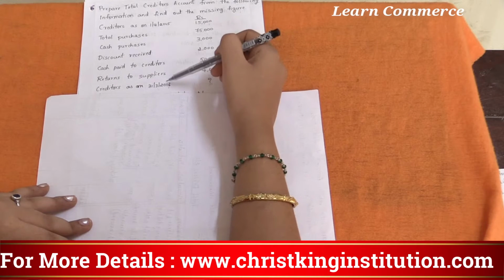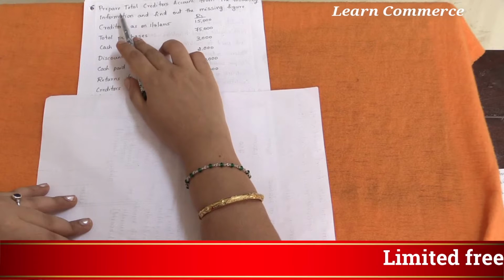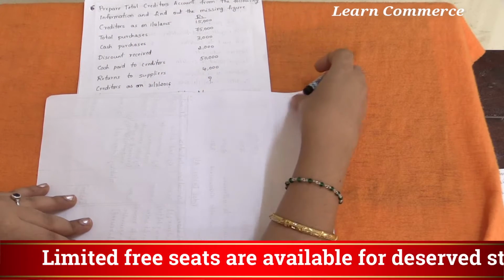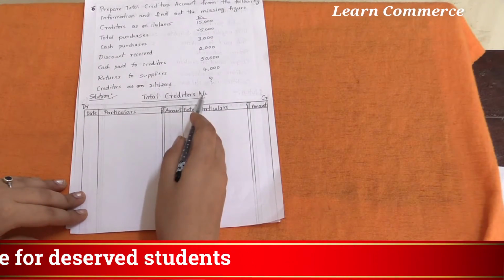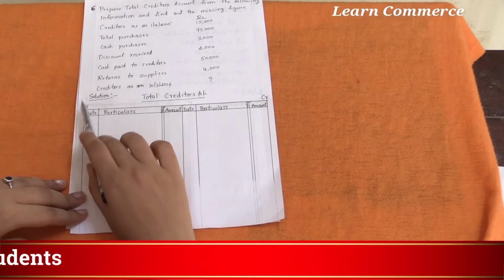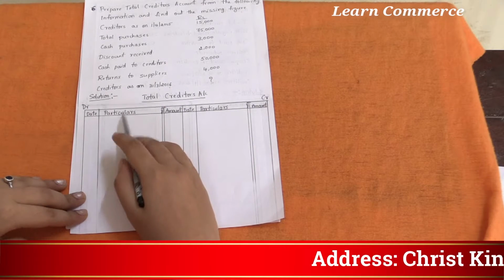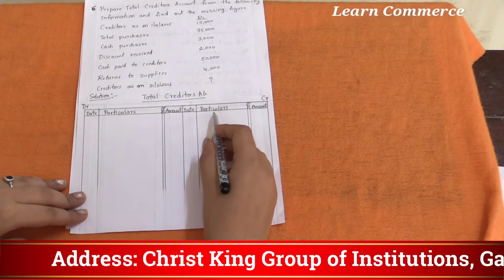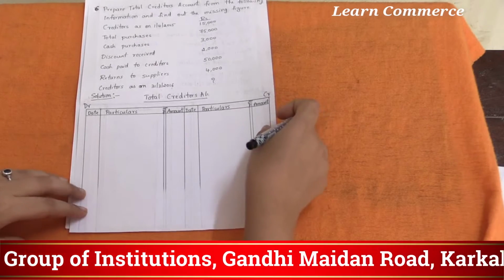And here the given information is related to creditors. And here they told to prepare total creditors account. That means we have to prepare total creditors account. Solution: total creditors account. Draw the ledger, debit, credit, write it here, then date, particulars, journal folio, amount, date, particulars, journal folio JF, then amount. Let us solve the problem.